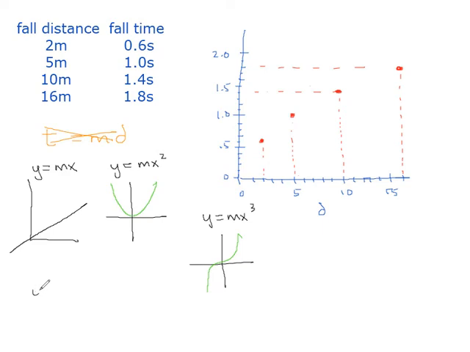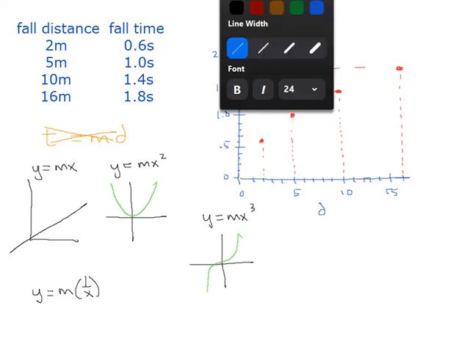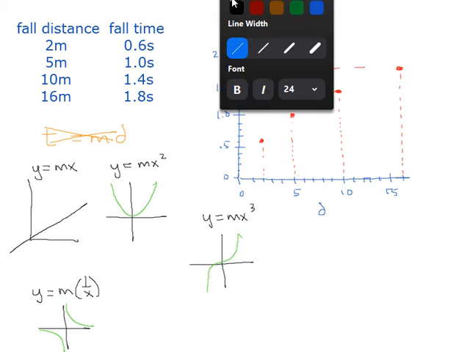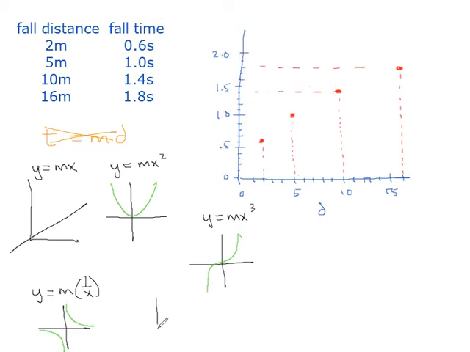You can have inverse relationships like y equals m times 1 over x, where when x gets bigger, y gets smaller. And those give you what's called a hyperbolic curve, where you get a swoop like this. And sometimes you get another swoop over here if x can be negative. But it's that kind of thing where as x gets bigger and bigger, y decreases quickly at first and then slower later on. That's an inverse relationship or a reciprocal relationship.